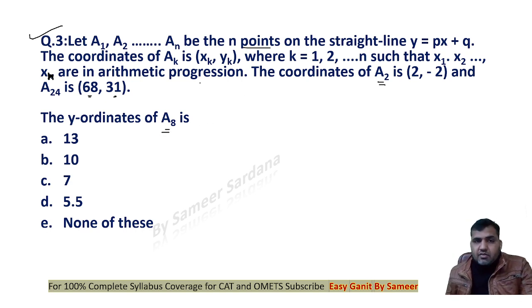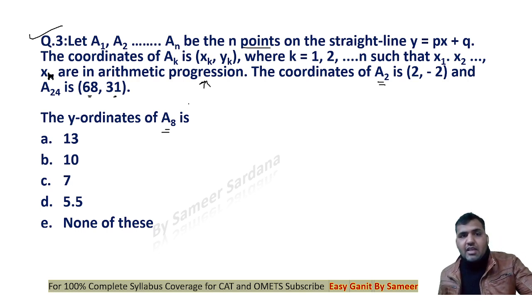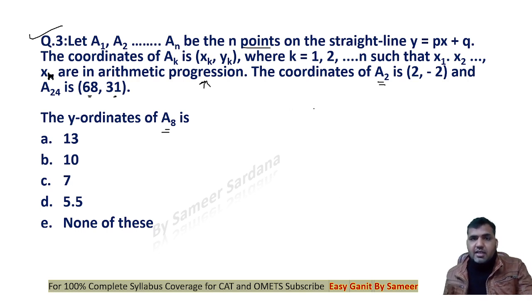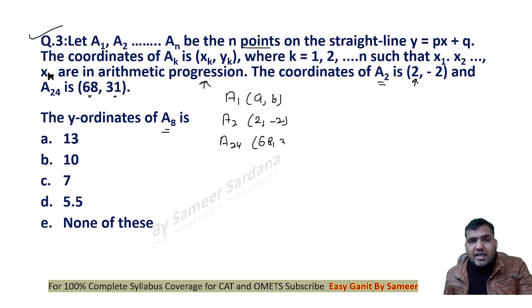Very simple question, guys. One of the points that you need to note down here is that the values given to us are in arithmetic progression. Look at the abscissa part. The abscissa is given to me in arithmetic progression. Let's say that the coordinates of A1 are (a, b). Now it's given that A2 is (2, -2), and it is also given that A24 is (68, 31).